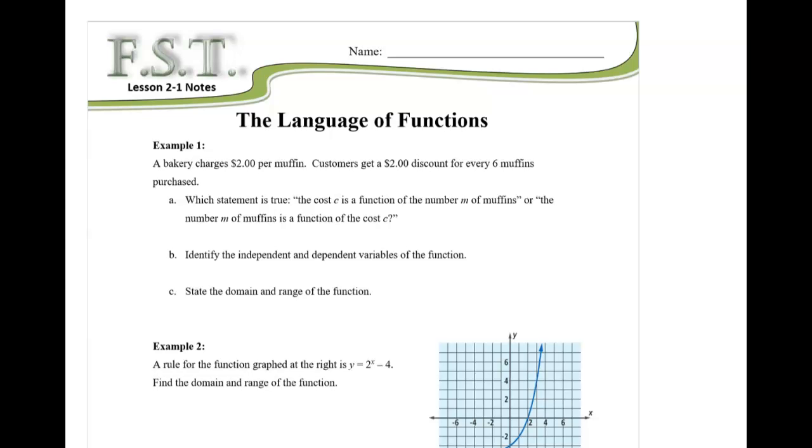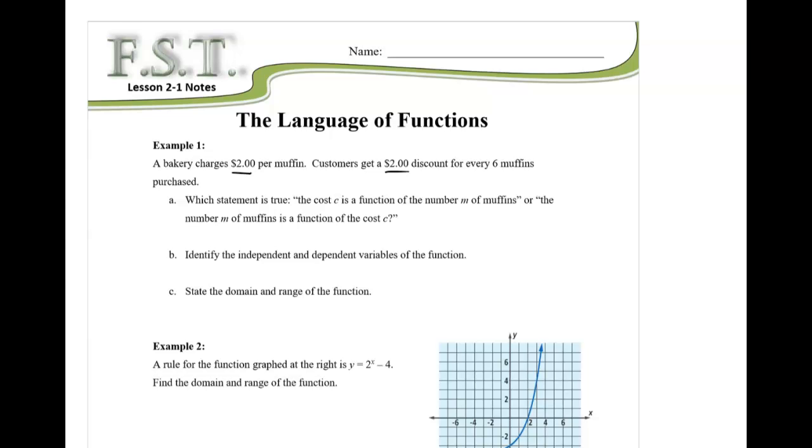Lesson 2.1 is the language of functions. So if a bakery charges $2 per muffin and customers get a $2 discount for every 6 muffins they buy, which of these two statements is true? The cost C is a function of the number of muffins, or the number of muffins is a function of the cost. So we're talking about what depends on what.